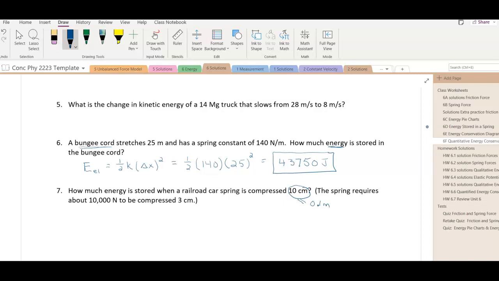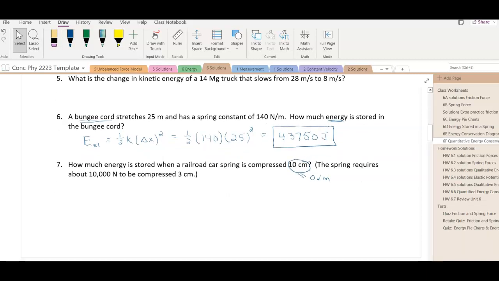Notice they did not give me a spring constant, but they do give me some more information. They say the spring requires about 10,000 newtons of force to be compressed 3 centimeters. Well, that reminds me of the formula that tells me how much force has to be applied to stretch a spring, right? The applied force equals the spring constant multiplied by the displacement. So they're saying that 10,000 newtons causes the spring to be compressed by 3 centimeters, right? That 3 centimeters is 0.03 meters. Make sure you convert.